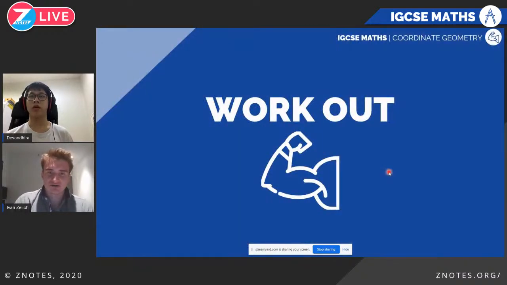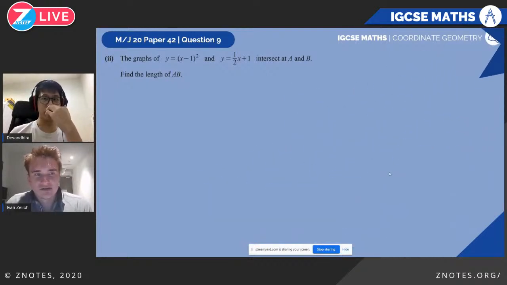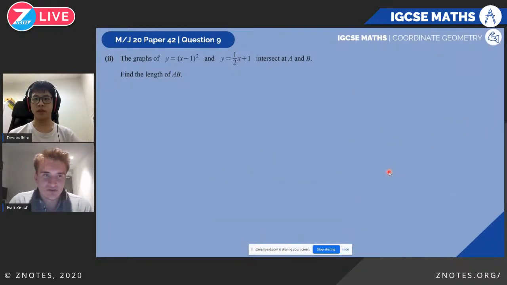So getting on to the questions now. We have a question that says the graphs of y equals (x minus 1) squared and y equals half of x plus 1 intersect at A and B, at 2 points. Find the length of AB. So first we have to find those 2 points.